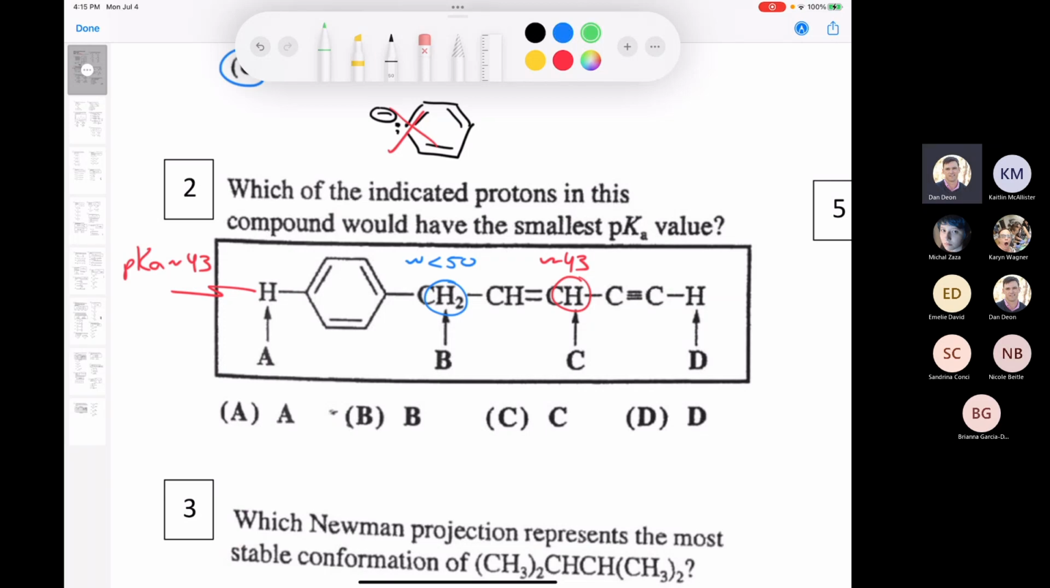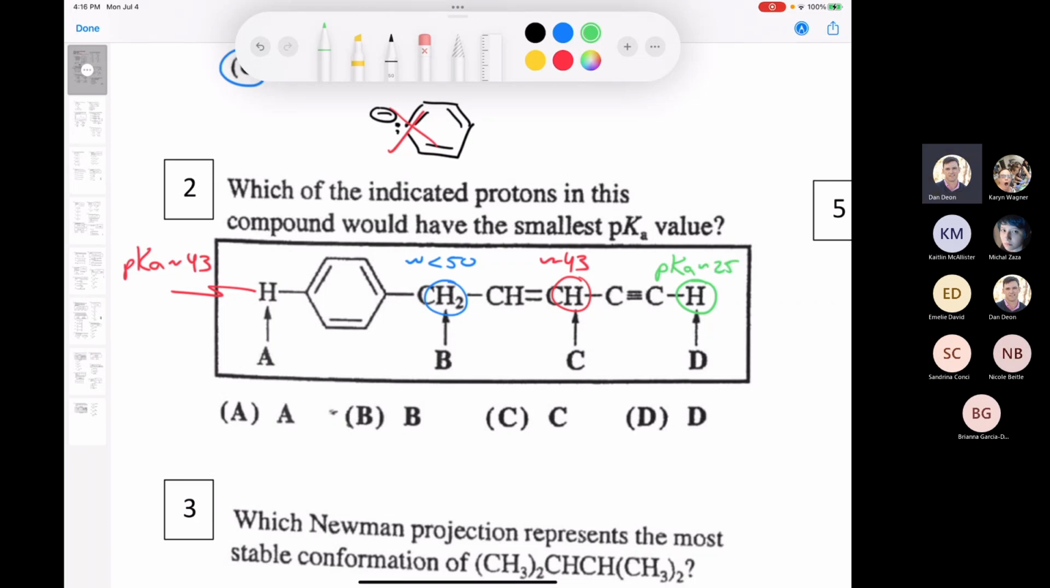Karen, do you remember, and I'm putting you on the spot here, and this could go to anybody. Does anybody remember what the pKa of a terminal alkyne was? Was it around 20 to 25? Yeah, it's around 25. Exactly. So we'll just put here around 25.